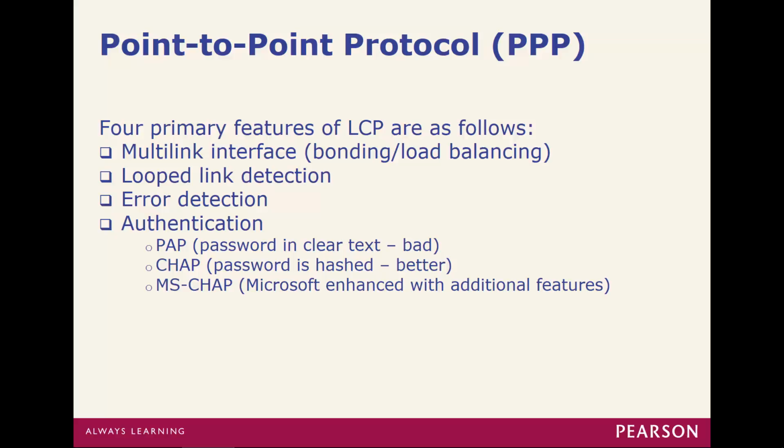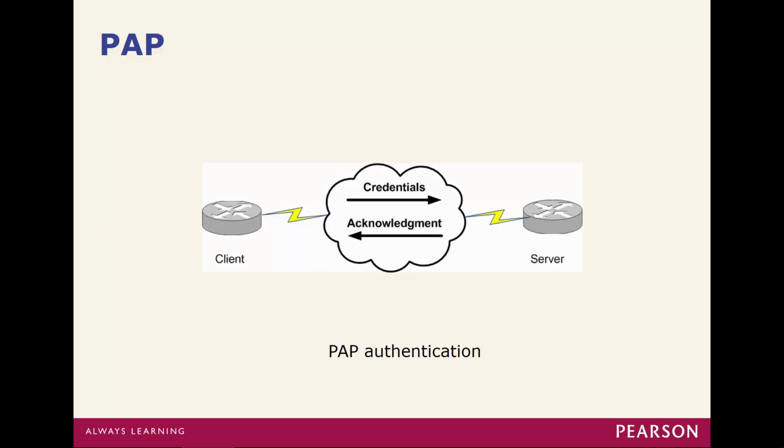There are 3 ways to authenticate: PAP, CHAP, and MS-CHAP. So PAP is normally used by default, and the password is sent in clear text. CHAP's password is hashed, and MS-CHAP is enhanced by Microsoft. Meaning, on one side, we'll send a credential, and on the other side, we'll send an acknowledgement. PAP, again, is sent in clear text.